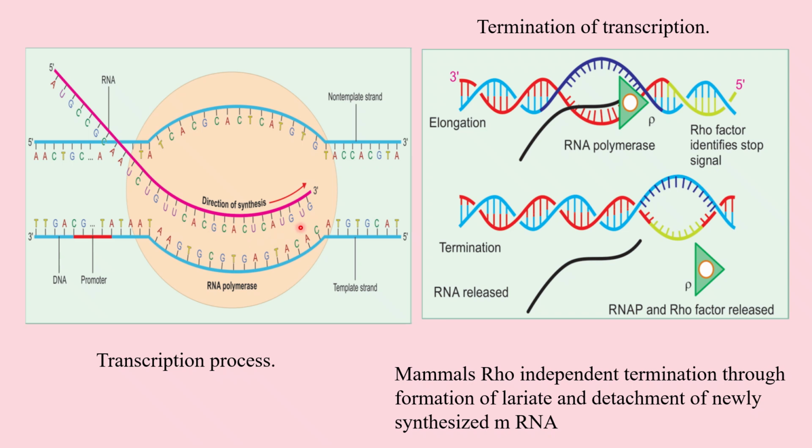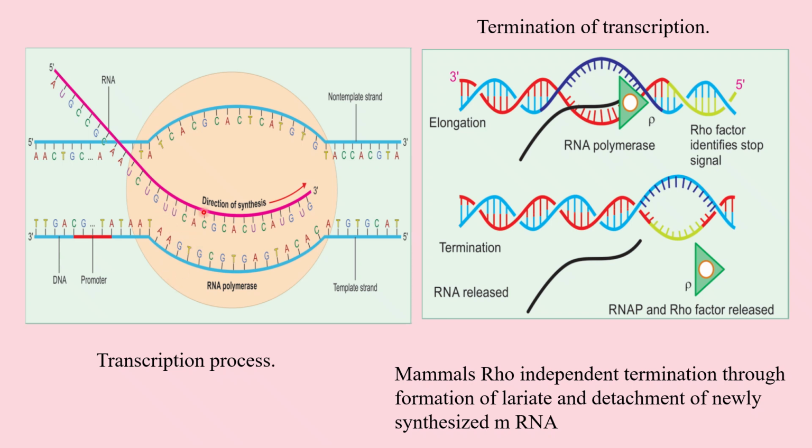We can better see how the direction of synthesis of RNA happens, from the 5' end to the 3' end, based on complementarity. So we can see it here. This is the template strand. The template strand here has the nucleotides. If there is a nucleotide which has A as a base, then opposite to this there will be attachment of the nucleotide which has uracil as a base.